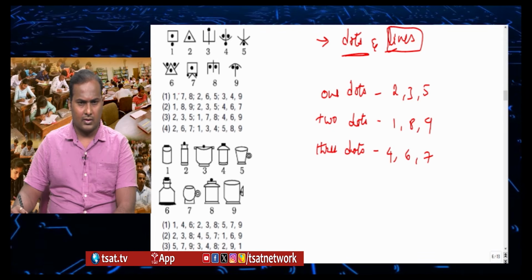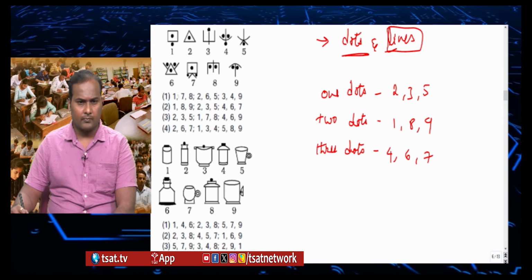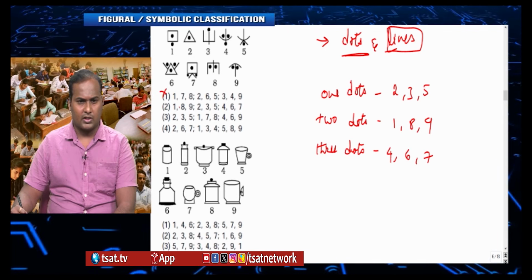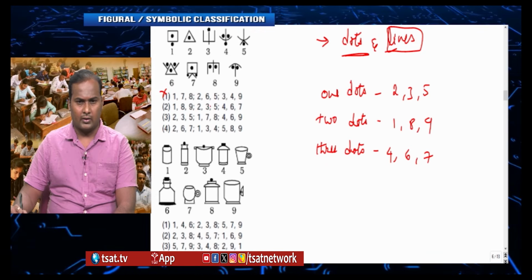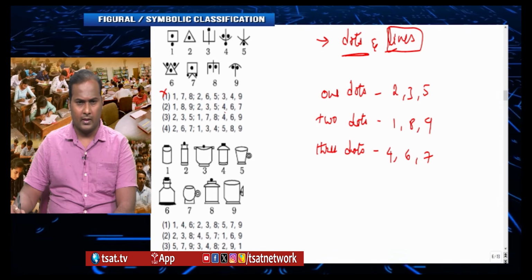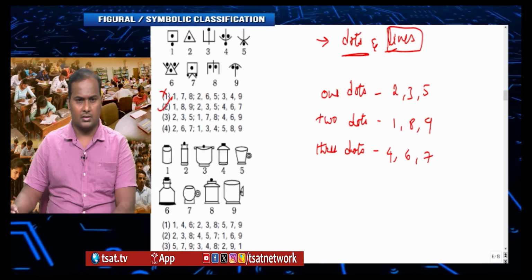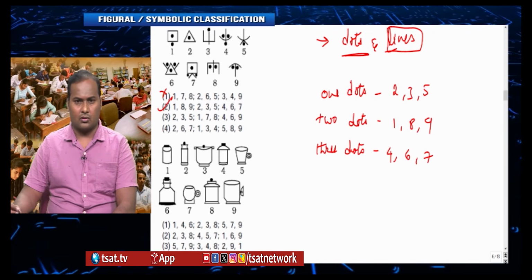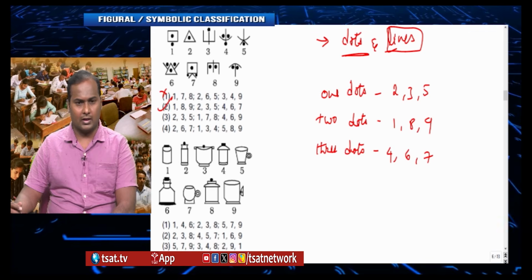So first, 1, 7, 8 is the group. 1, 7, 8, I am not getting anywhere, so remove it. Next one is 1, 8, 9. Yeah, I am having 1, 8, 9. Then followed by 2, 3, 5. Yes, 2, 3, 5. Again 4, 6, 7. So your answer is option B. You can find this out based on only one character, that is dots. You do not even need to take the lines.